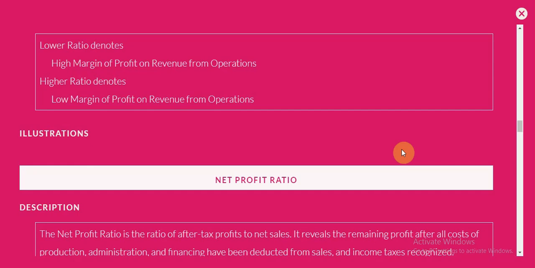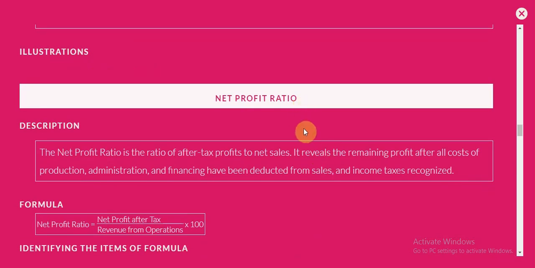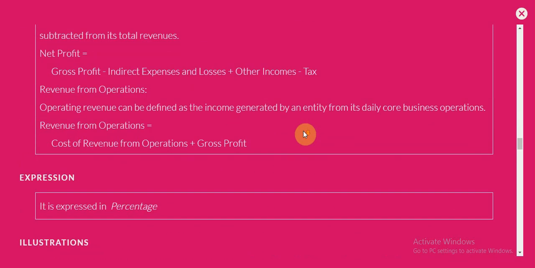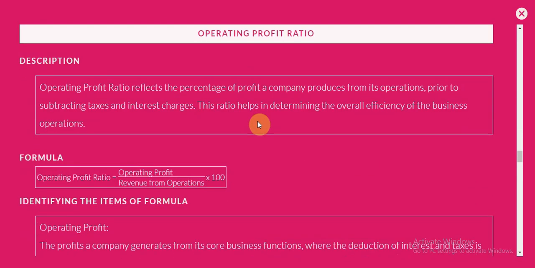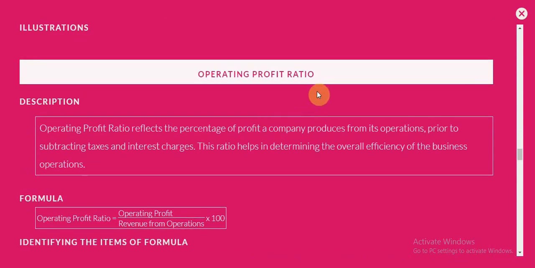Hi friends, we just finished the operating ratio. So next we have to move to the next ratio. Net profit ratio, we will look at net profit ratio after we complete studying about operating profit ratio, because if we look at operating profit ratio first, it will be easy for us to understand.